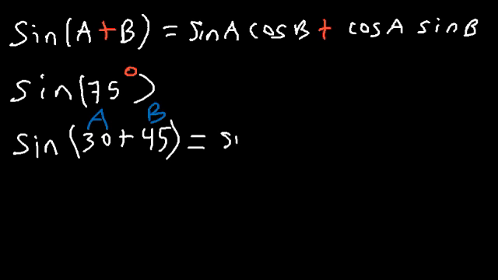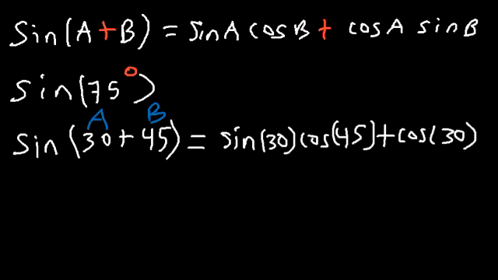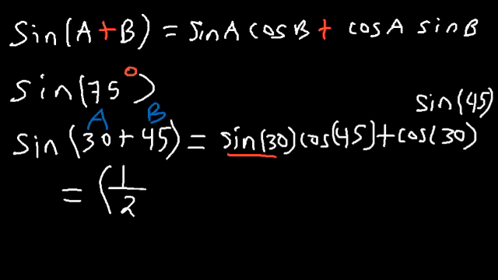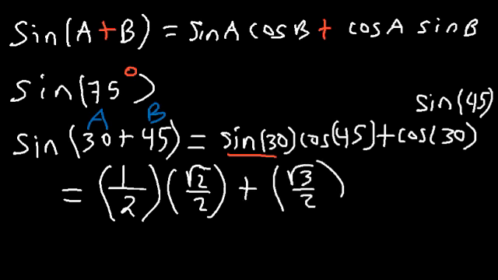So this is going to be equal to sine of 30 cosine 45 plus cosine 30 times sine 45. So what's sine of 30? Sine 30 is 1/2 based on a unit circle. Cosine 45 is the square root of 2 divided by 2. Cosine 30 is square root 3 over 2, and sine 45 is root 2 over 2.